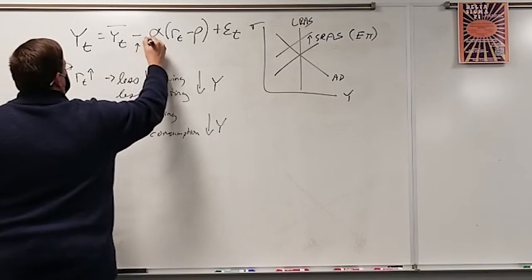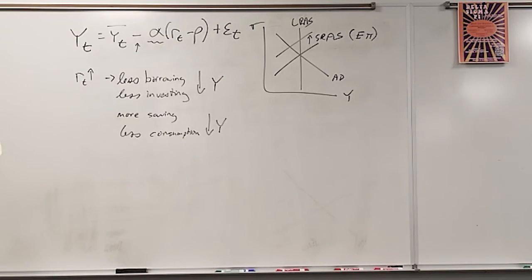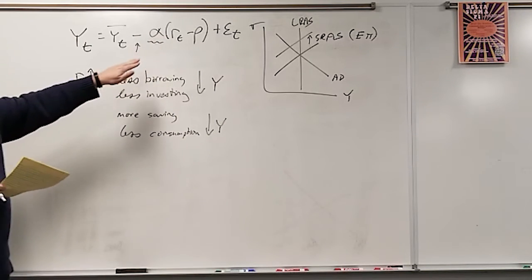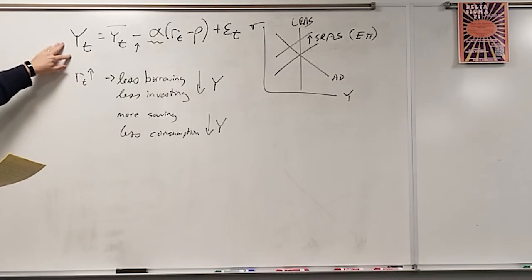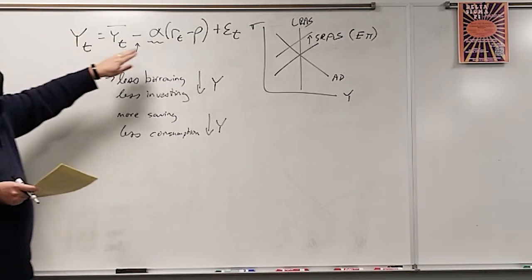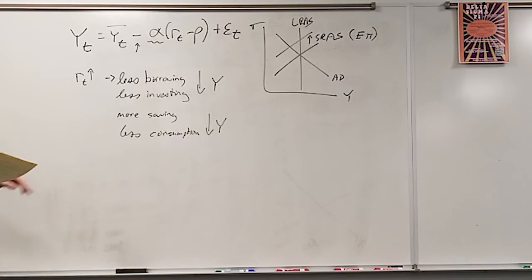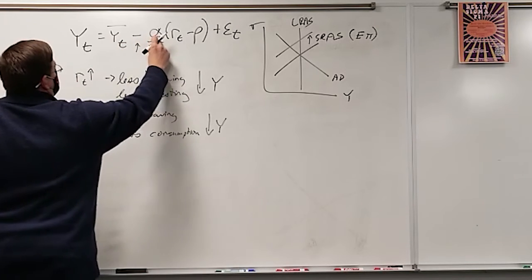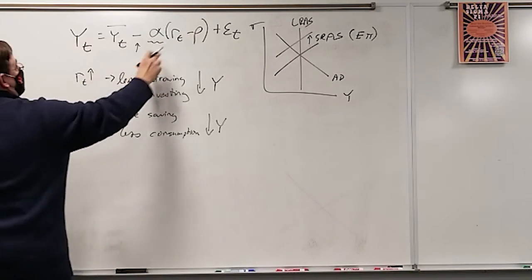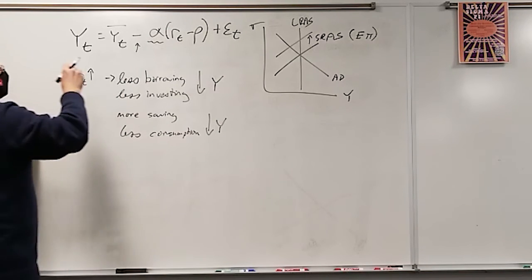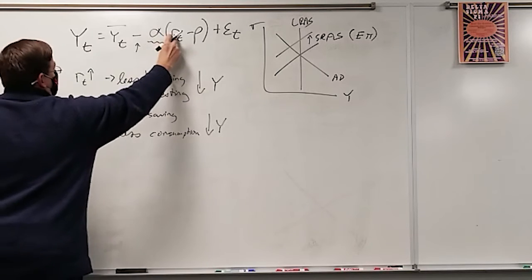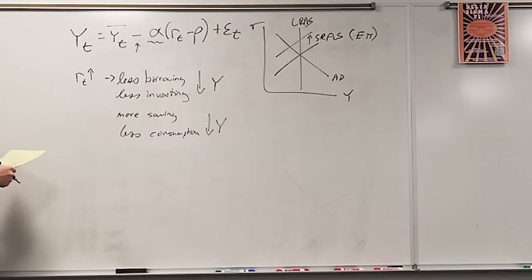The alpha here is describing how sensitive a change in R brings about a change in Y, or how sensitive output is to a change in the real interest rate. That's a t, little t by the way. So the greater that this alpha is, the more sensitive output is to interest. It's kind of an elasticity almost. How sensitive is this to a change in this?